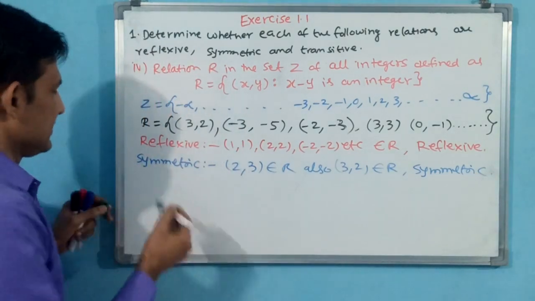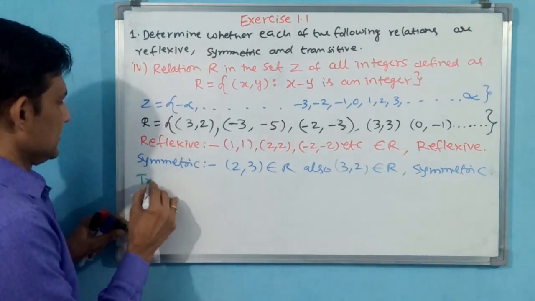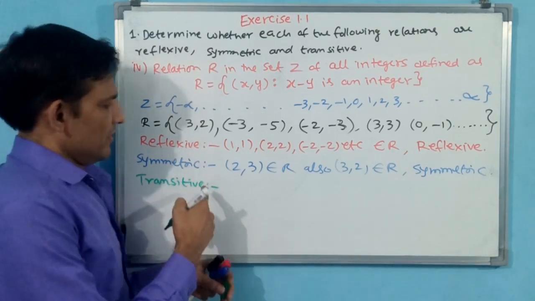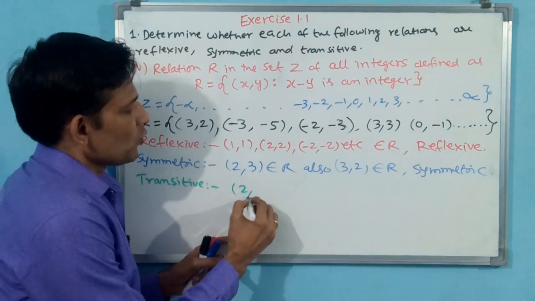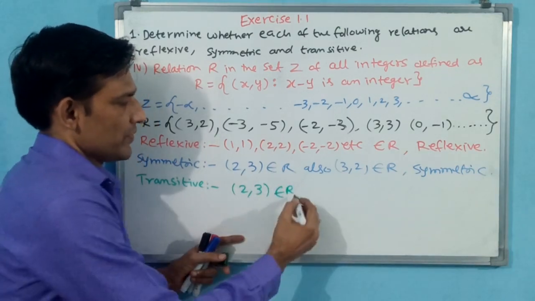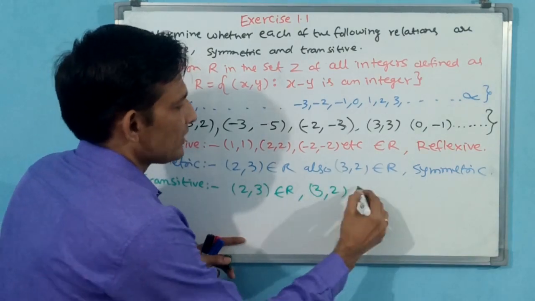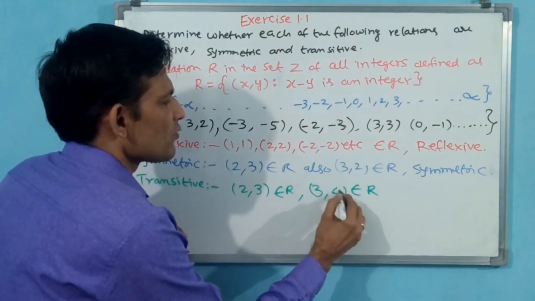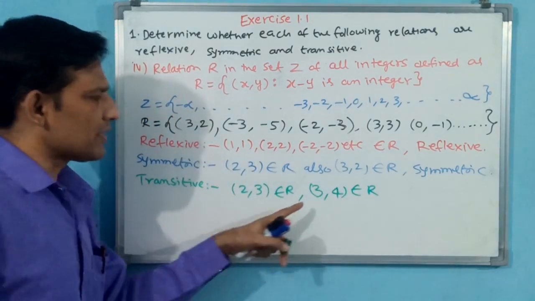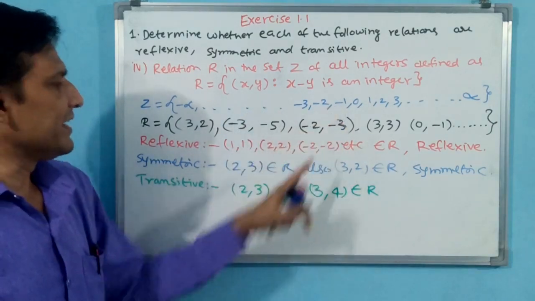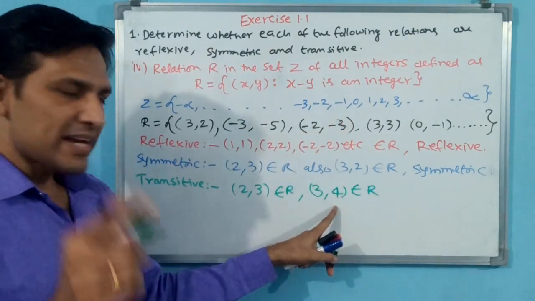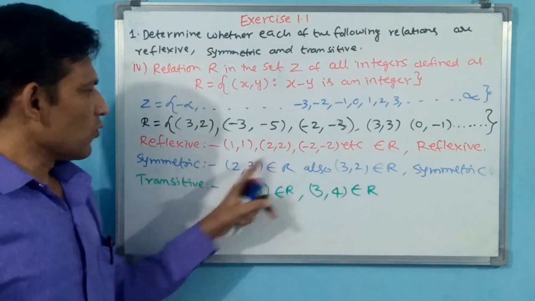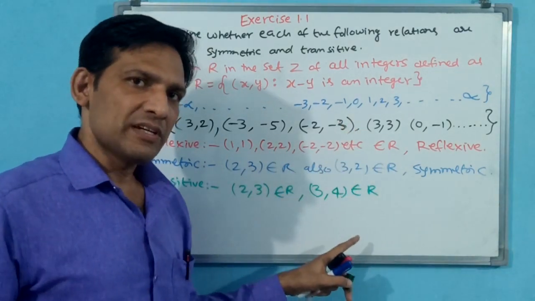Now, transitive we will see. Now you see, 2 to 3 is there. Then 3 to 2 also there. Or else you write 3 to 4. 3 to 4 is there. Yes, there. Why? Because 2 minus 3 is minus 1, valid. And 3 minus 4 is again minus 1, valid. That is why 3, 4 also will be there. And 2, 4 will be there. 2 minus 4, how much will it come?